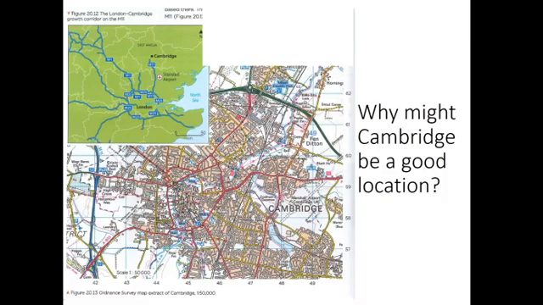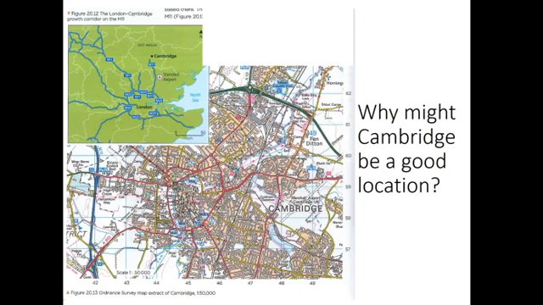In terms of why Cambridge might be a good location, well, it's pretty easy to look at this and think why. For example, what we know about Cambridge is that it's not too far from London, the capital city. This is a big draw for young, highly skilled, highly educated young people. It's also a good place to be connected to other big businesses that are found in London.